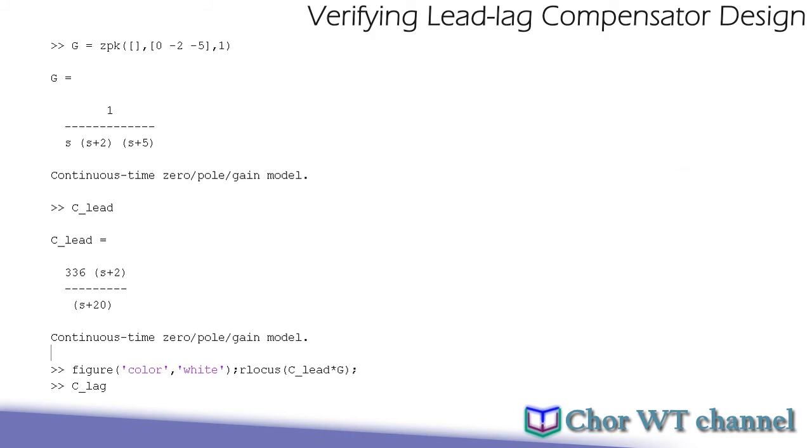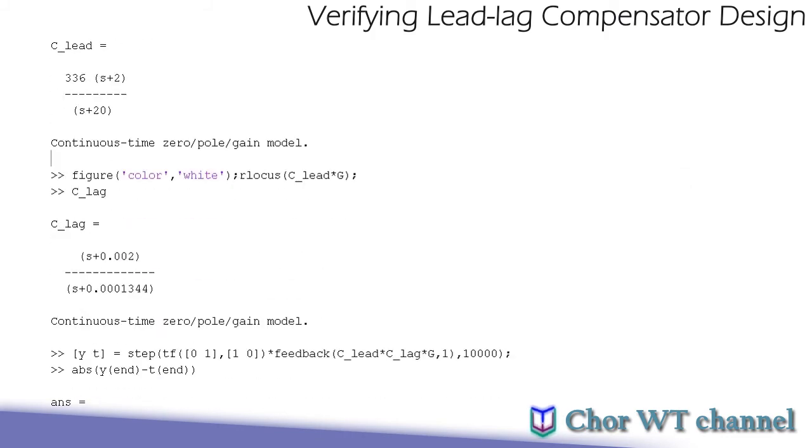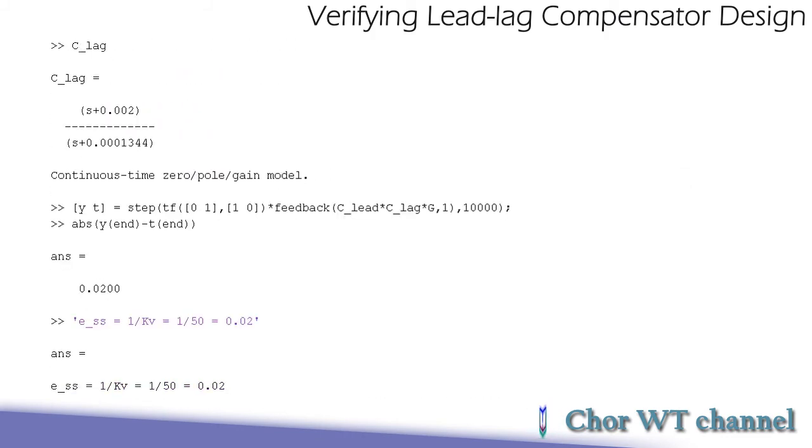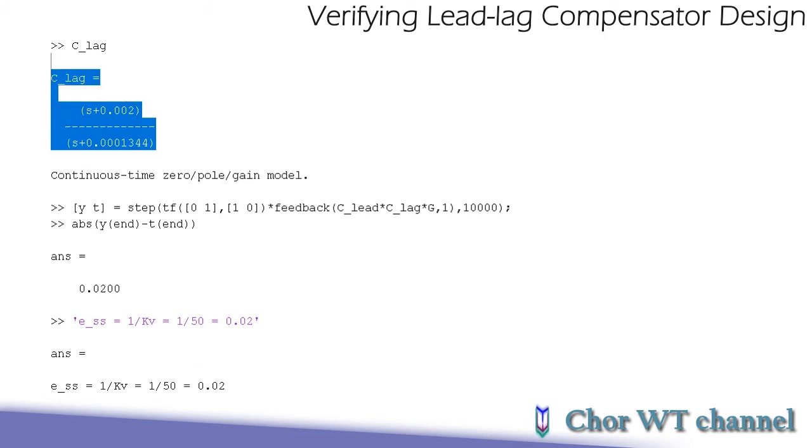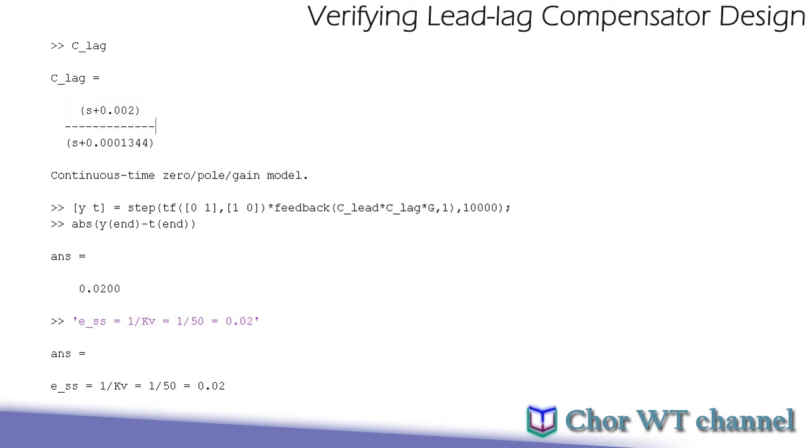Alright, so next we move on to the Lag Compensator part. We have designed it to be the transfer function (s plus 0.002) divided by (s plus 0.001344). What we need to do now is to generate the ramp response. However, as I mentioned earlier, there's no ramp function in Matlab, so we need to cheat a little bit on the step response so that it can emulate the ramp response.